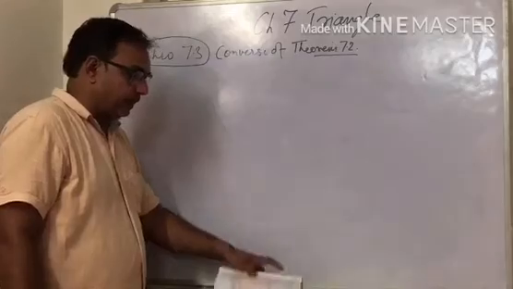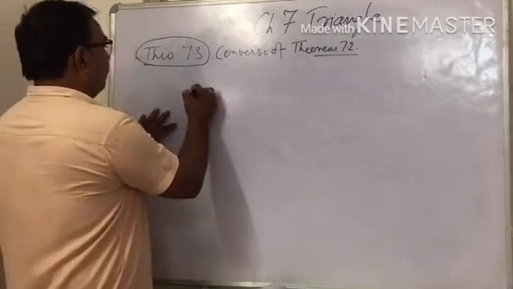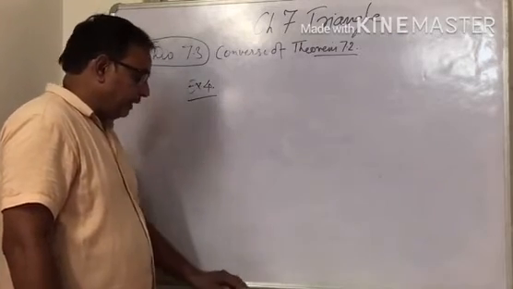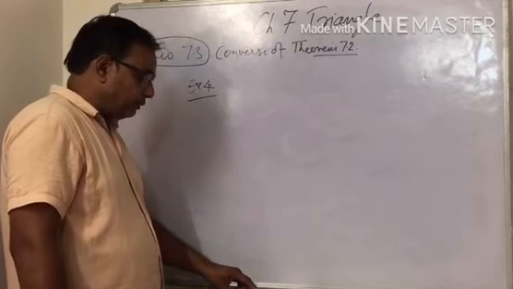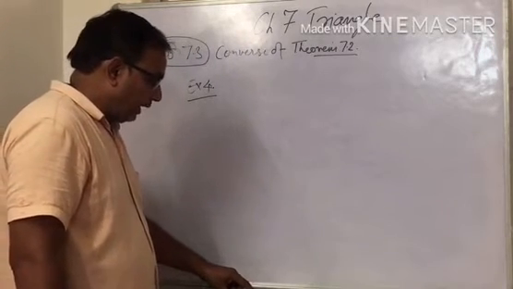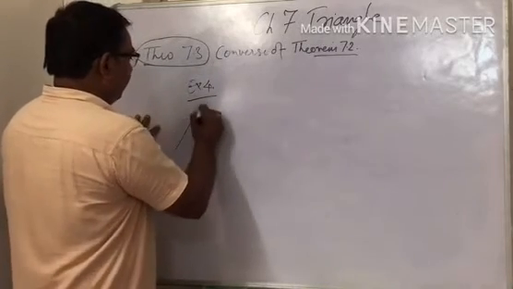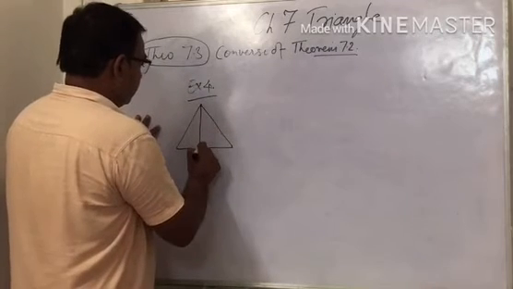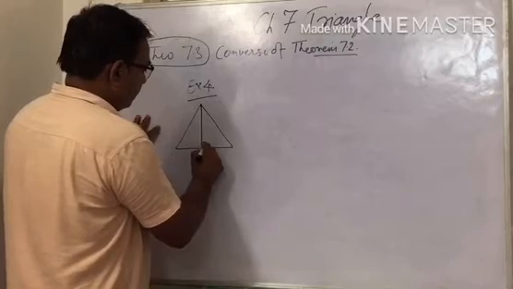Now let us start with some examples. So the first example, number 4. Example number 4 is: in triangle ABC, the bisector AD of angle A is perpendicular to the side BC. Show that AB is equal to AC and triangle ABC is an isosceles triangle. Now this is the figure, and this is perpendicular.